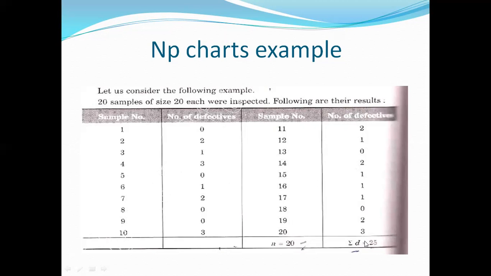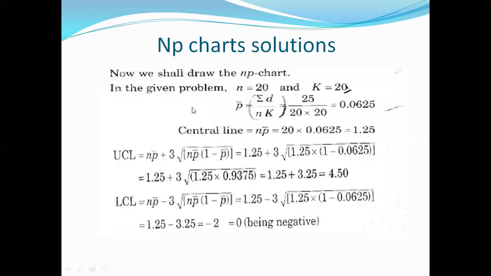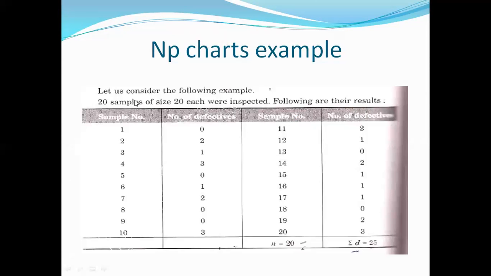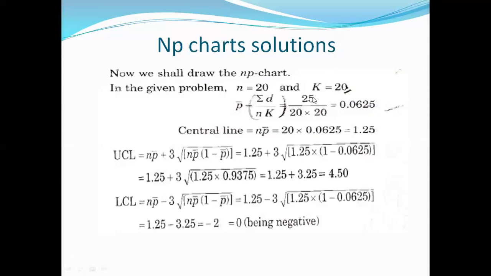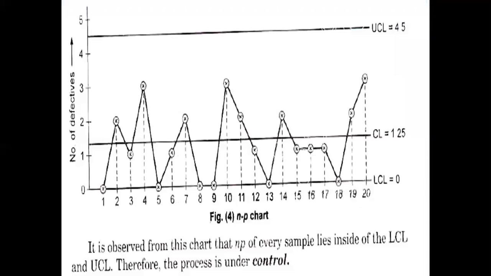Now we just have to sum the number of defects. The summation of the number of defects comes out to be 25. The number of samples is 20, and the sample size is 20. So we go for the formula in which P dash is calculated as the number of defects, 25, upon the number of samples, 20, into the sample size, again 20. So 25 upon 20 into 20 comes out to be 0.0625. How do you calculate the central line? This is NP dash, and the value comes out to be 1.25. Similarly, we calculate the value of UCL. UCL comes out to be 4.50, whereas LCL comes out to be negative. So likewise in the C chart, we take it as 0, because a negative defect count will not exist for a particular sample number.